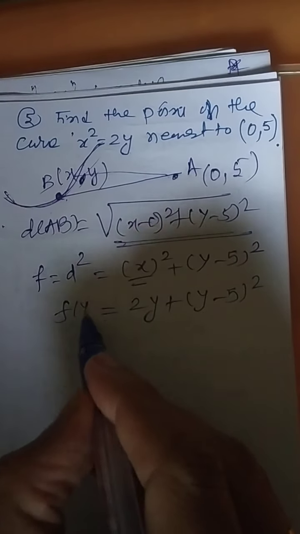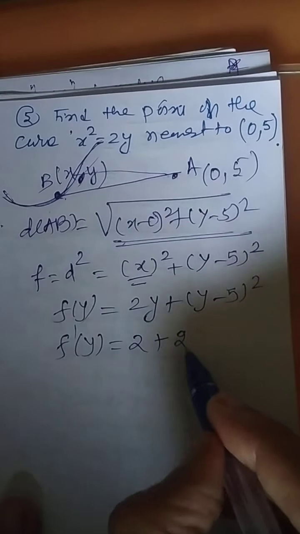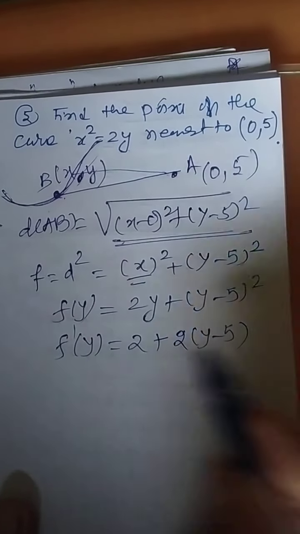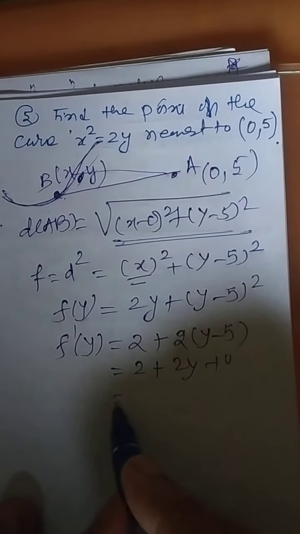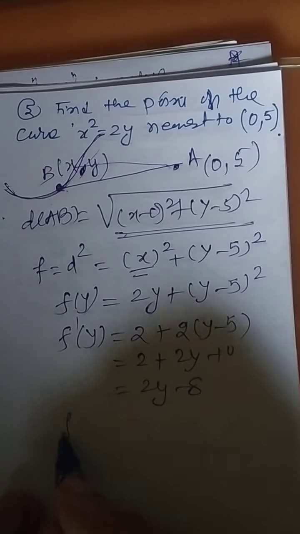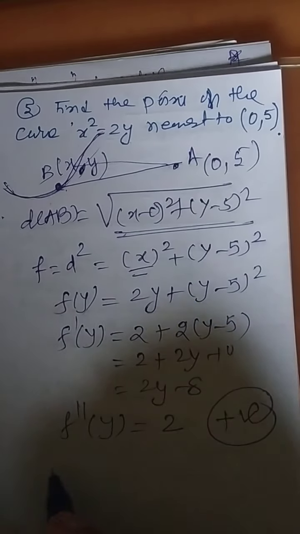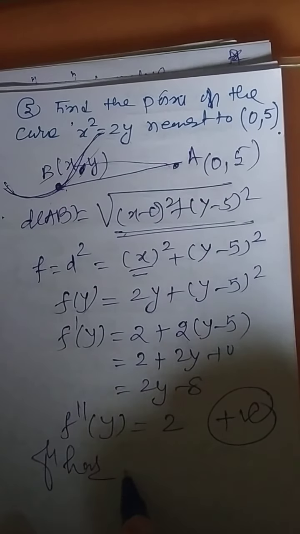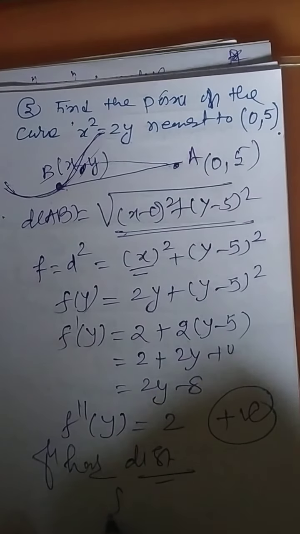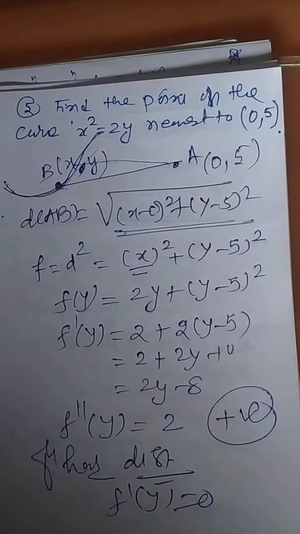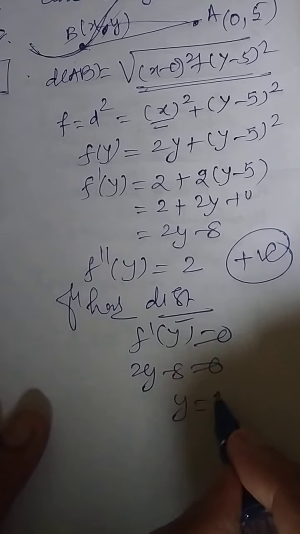Now it is a function of y. You can differentiate: f dash of y will be 2 plus 2 times (y minus 5). If you simplify, you will get 2 plus 2y minus 10, which is nothing but 2y minus 8. If you differentiate one more time you will get 2. So the second derivative is positive, meaning the function has a minimum. What is the function? Distance. So distance will be minimum when f dash of y is equal to 0. Now f dash of y equal to 0 means 2y minus 8 equal to 0. So the value of y is nothing but 4.